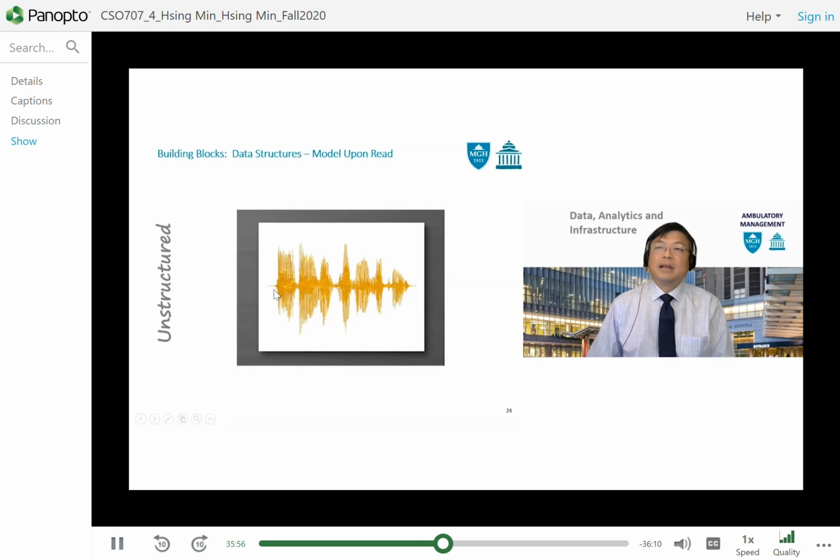Unstructured data says, just put the sound wave in an unstructured data set and leave it there. Figure out how to describe it when you actually use it. Okay.